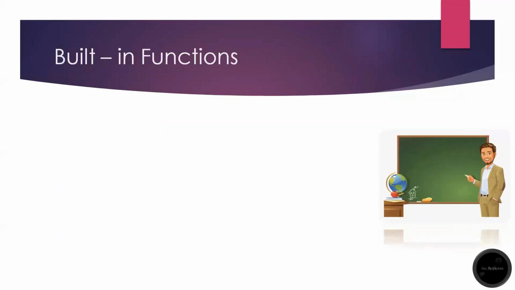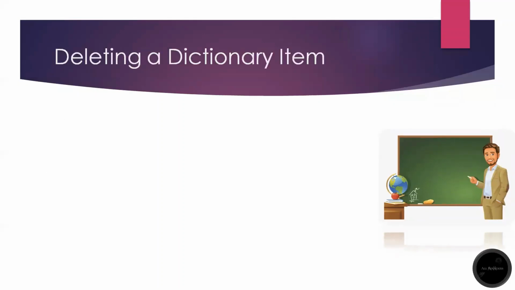Then we have the built-in functions. There are a total of three built-in functions which I already told you, which are length, maximum, and minimum. Then we have deleting data items in a dictionary. We have the del, pop, and clear operations. By using these functions, we can easily delete a key value pair or a certain key or a certain value.